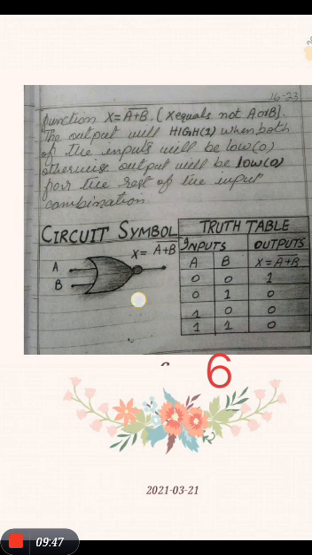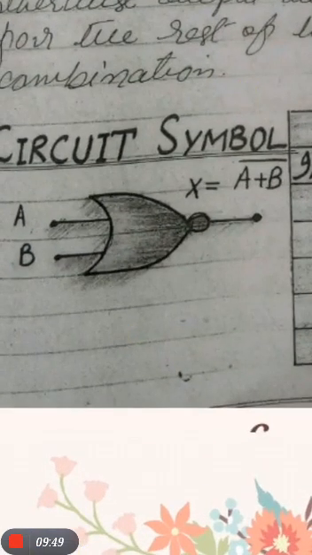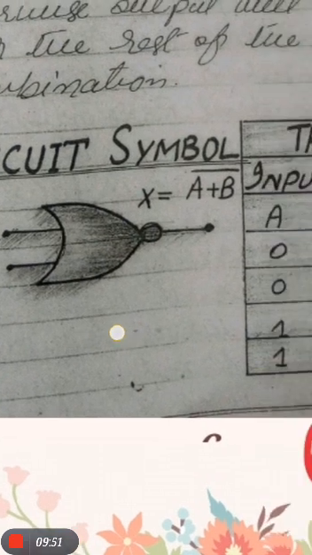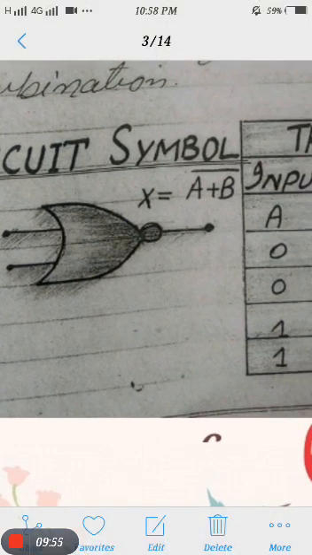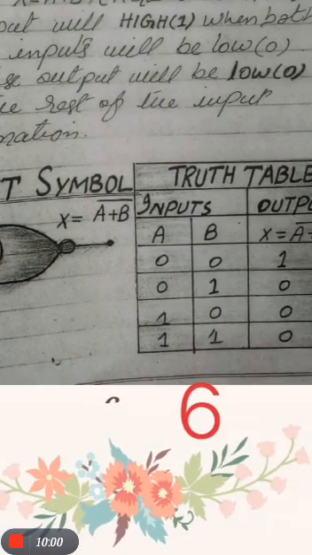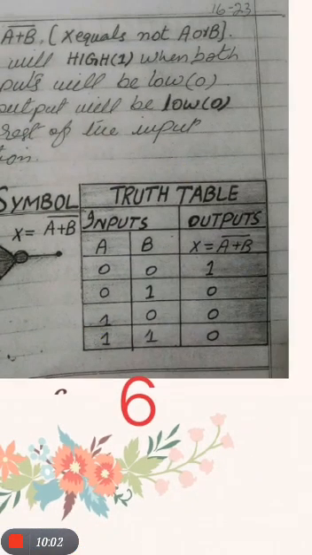The circuit symbol is shown in the figure. It has two inputs, the same as that of the OR gate, but the bubble at the output shows the inversion of the output. The truth table is 0 1 0 1 for input A, 0 0 1 1 for B. When 0 0 is the input of the gate, it will give us 0 at the output, but the inversion of 0 is 1.